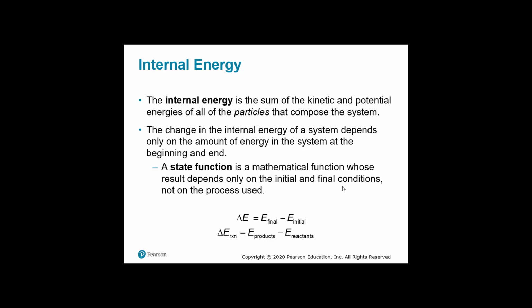The change in the internal energy of the system depends only on the amount of energy in the system at the beginning and the end. So the initial and the final. This is called a state function, meaning it doesn't matter how you got from point A to point B, just that we're going to consider point A and point B only, not the path that it took to get there.